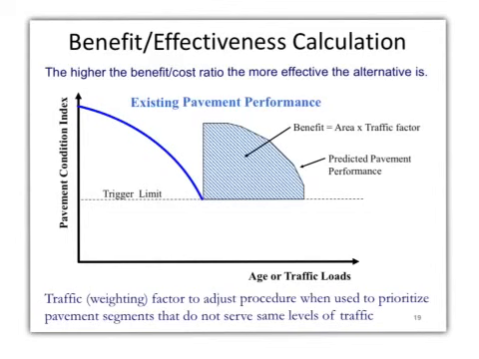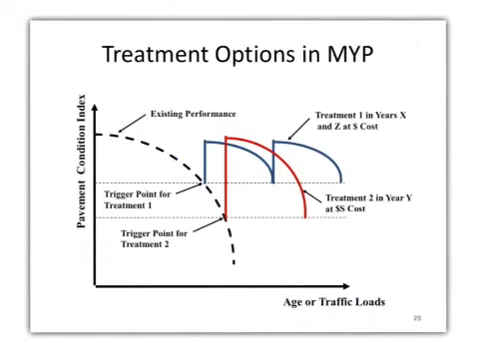The reason why we multiply the area by it is to adjust the procedure when used to prioritize pavement segments that don't serve the same level of traffic. But if all the sections have the same level of traffic, then it would be just the area under the curve. Here we are also comparing different benefits and the amount of money that needs to be spent on each one of those. So let's start with the existing performance.